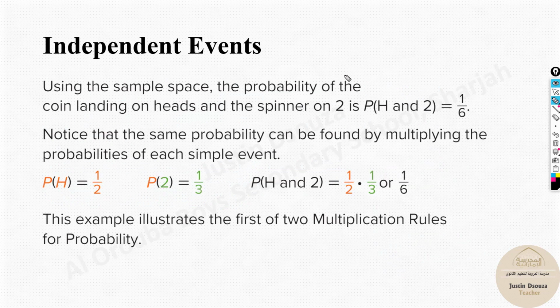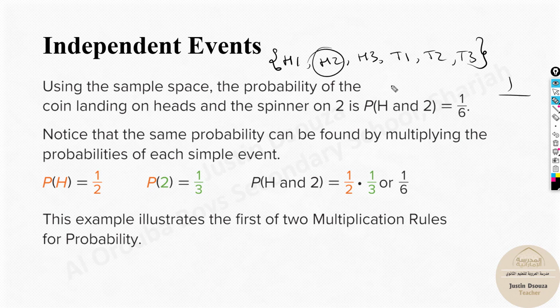In the last slide, we saw a coin being tossed and a spinner having 1, 2, 3 being spun, right? So what is the sample space over there? You can get head and 1, head and 2, head and 3. It also can be tail and 1, tail and 2, and tail and 3. So how many total possibilities are there? 6 possibilities. Now here they ask for the probability of the coin landing on heads and the spinner on 2. So we need to get head and 2. There is only one desired outcome out of 6 total possible outcomes. 1 by 6 is the probability. Now this is simple to write, easy, it's fine.